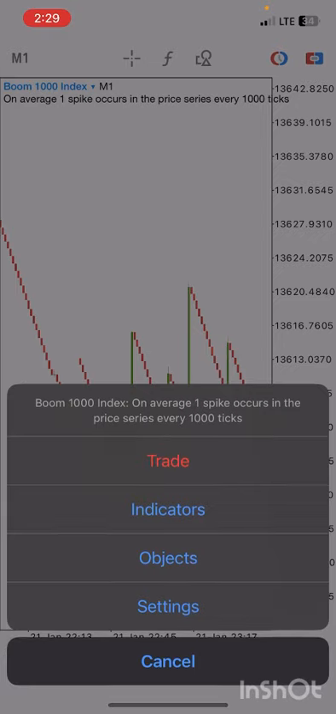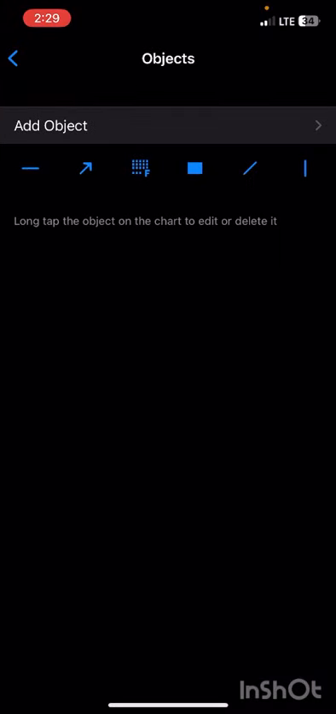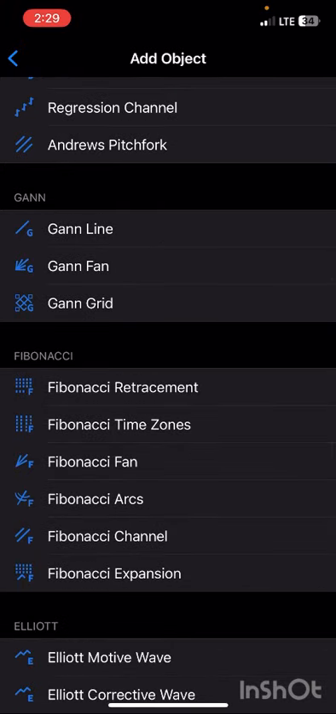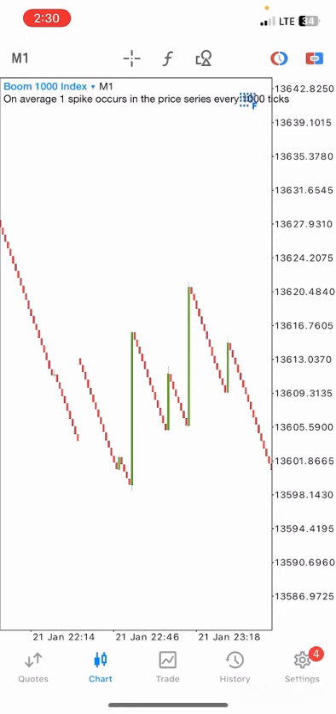Now you come to your objects. You can go to add objects, then you go to Fibonacci. You're going to see Fibonacci retracement, Fibonacci time zones, fan, arcs, channels, and Fibonacci expansion. What we need is the Fibonacci retracement tool, and that is at the top there. You tap on it like this. Now we are dealing with Boom.